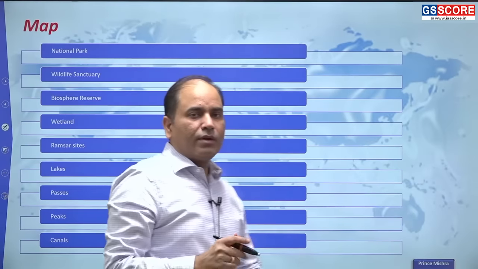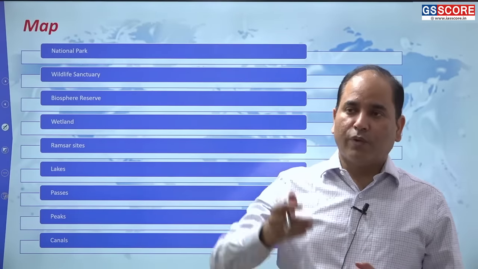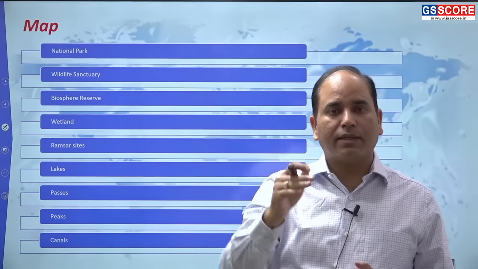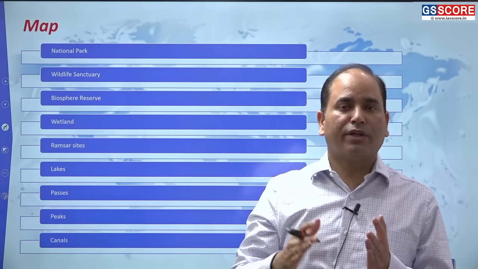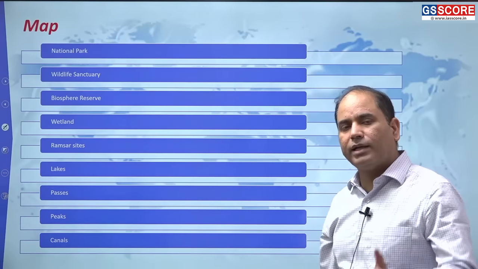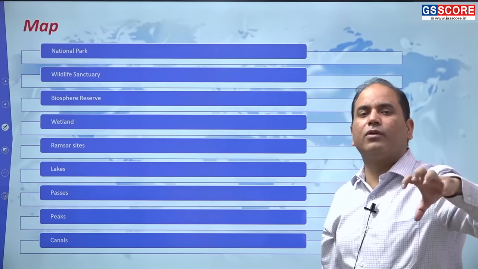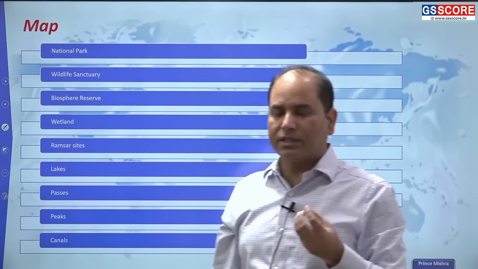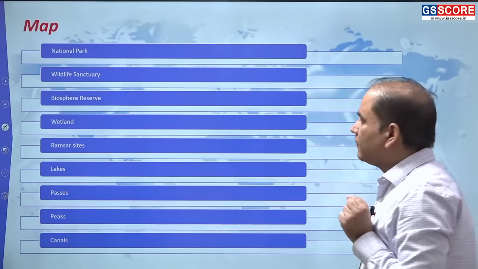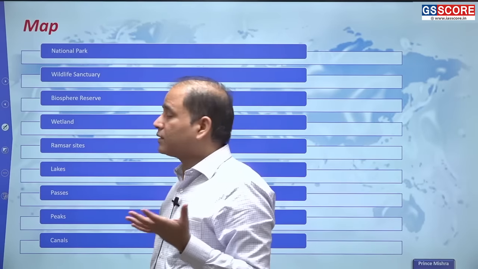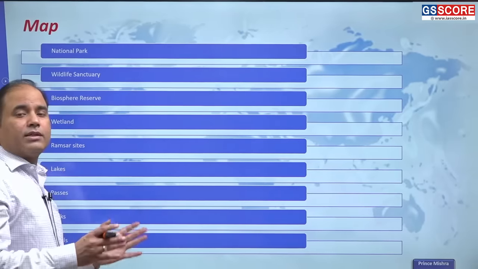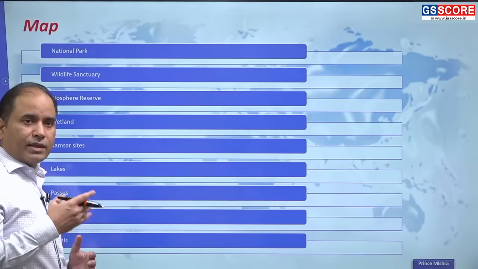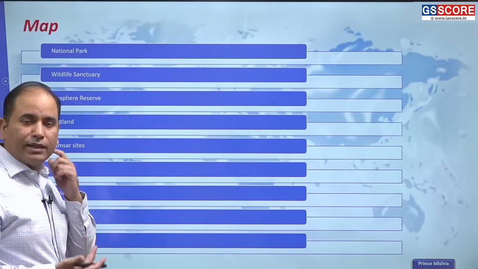Now, coming to the last component, that is map. So when you have already prepared the physiography, the drainage, particularly your climate, your soil, your natural vegetation, it is expected that while preparing you will also prepare your map work. The best way to prepare map is to just prepare a list of locations. Now, what are the different locations you are supposed to study? Because this map work is one area which troubles the students a lot, because they do not have the clarity about what are the different maps that they need to prepare.